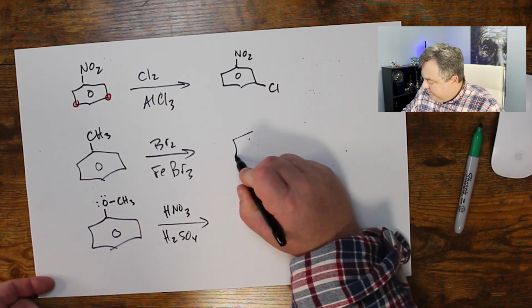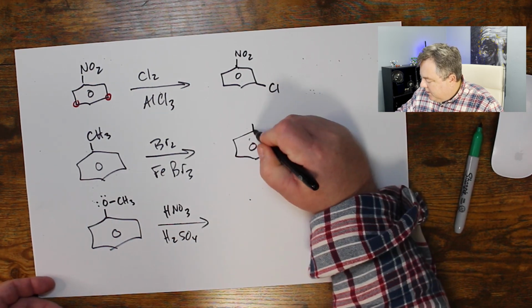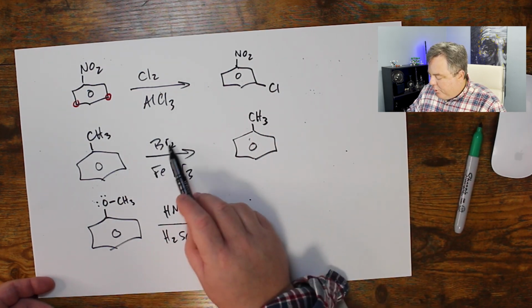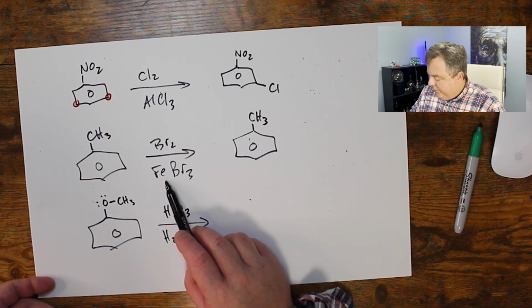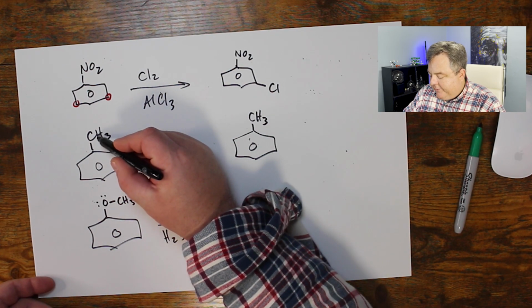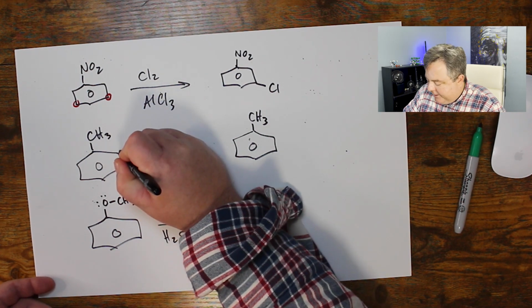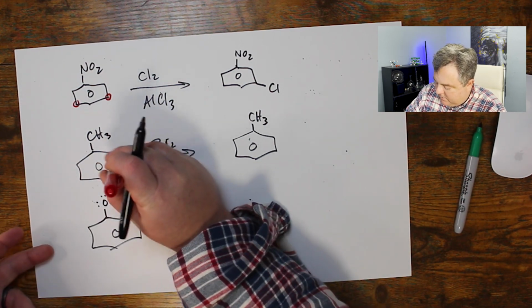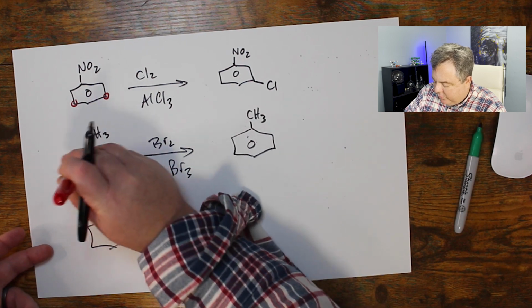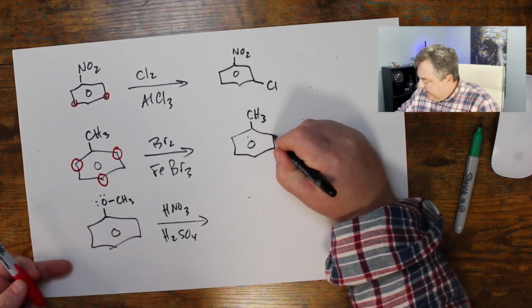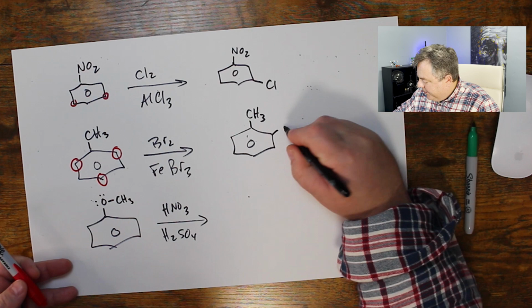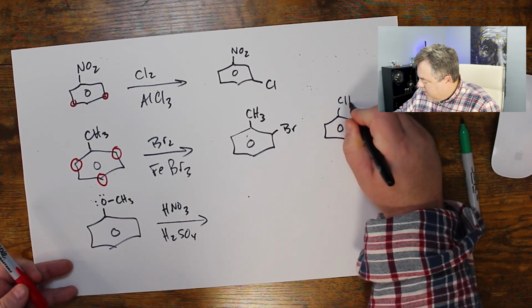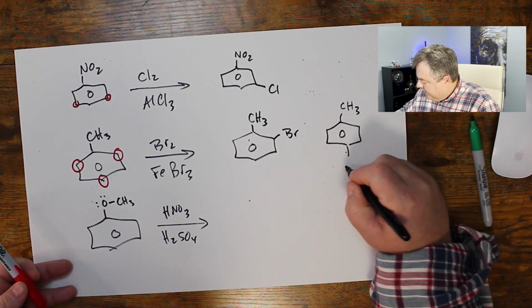How about this one? So this toluene, methylbenzene, is going to add bromine, because that's what Br2 and FeBr3 do. This is an activating group. It directs to the ortho and para positions. So these are the ortho and para positions. So I'd expect to get, let's see, I'm putting bromine on ortho, and para to this.